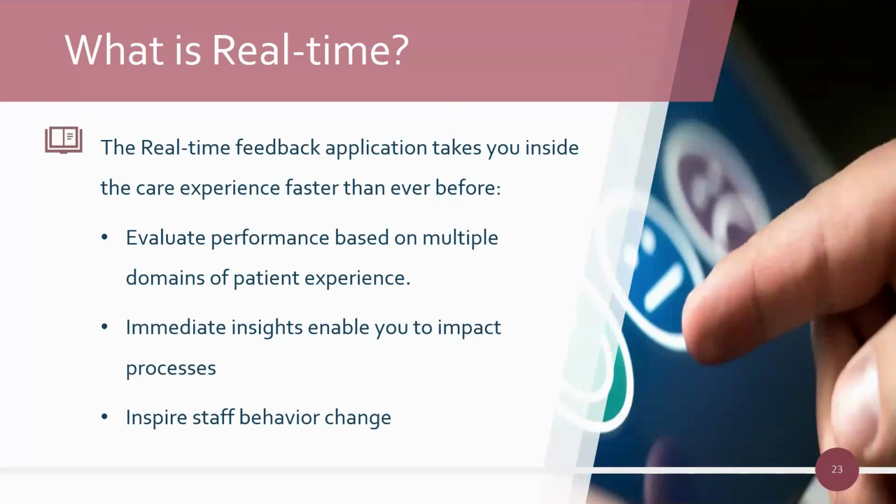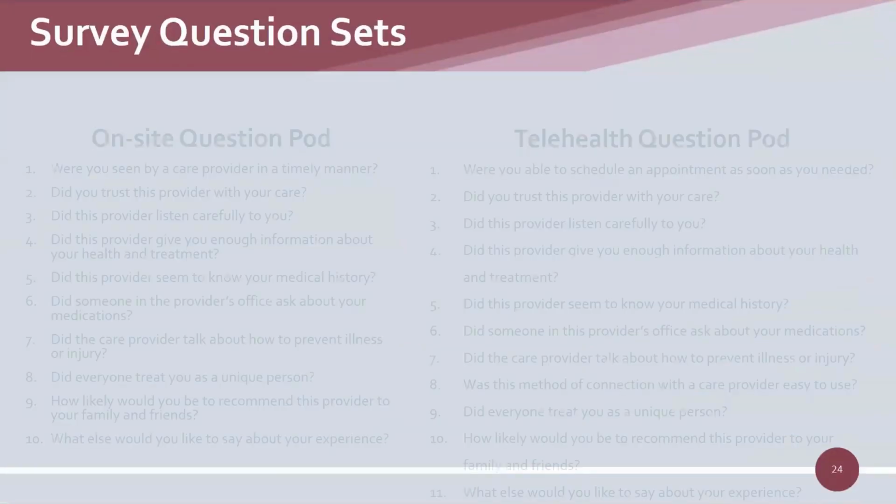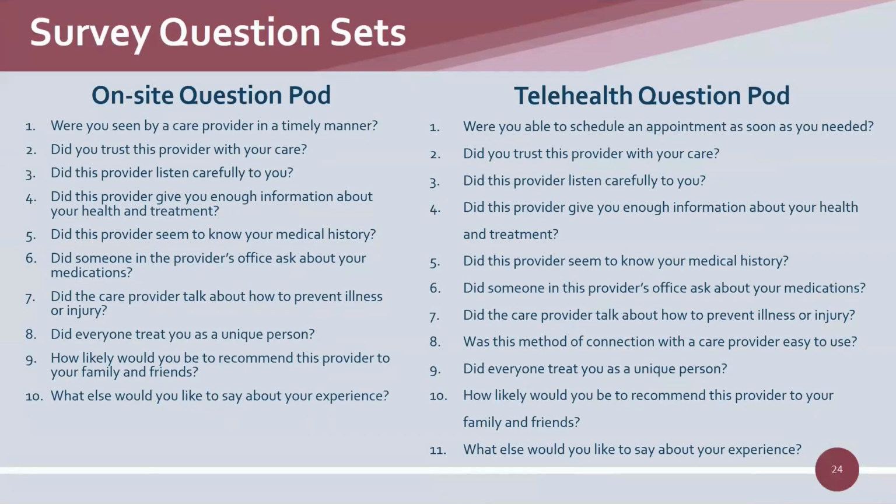This survey is a mixed mode delivery where patients are contacted via email, SMS text message, and IVR automated phone calls. CHP provides two survey question sets based on the type of encounter setting the patient had experienced. Patients who had an on-site encounter will receive the set of survey questions identified on the left-hand side of your screen. Patients who had encountered over a telehealth will receive the set of survey questions seen on the right-hand side of your screen.